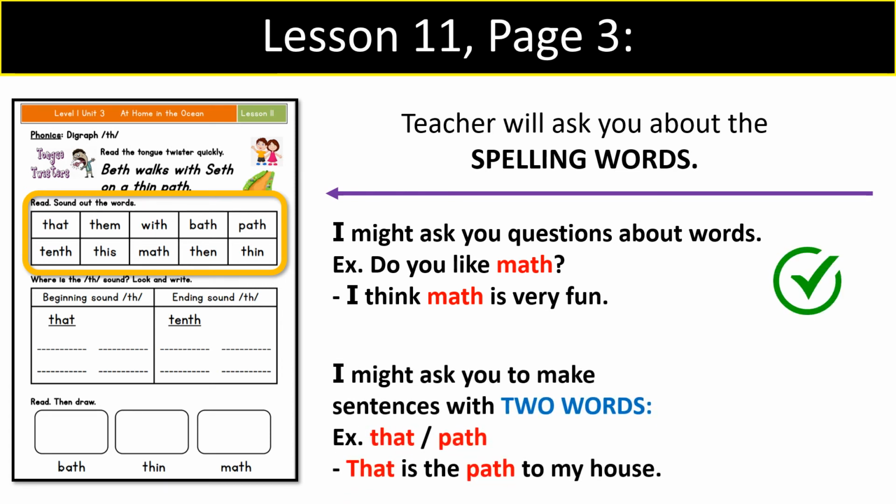We also have, I might ask you to make sentences with 2 words. Example, that, path. So the student says, that is the path to my house. Whoa, good sentence. You had 2 spelling words put together. Superstars.